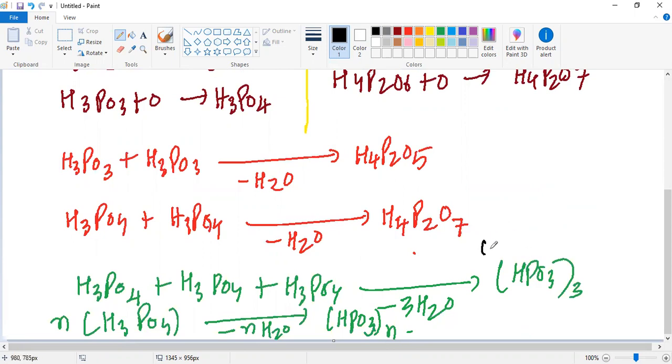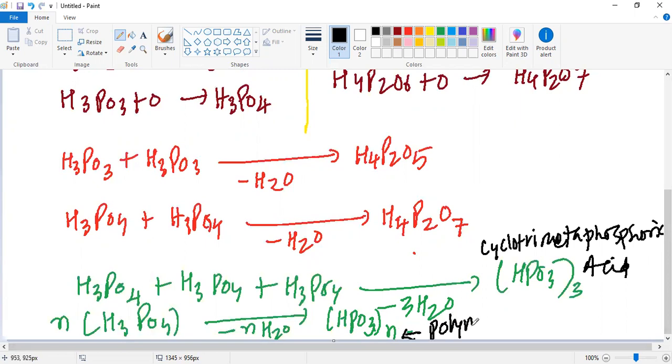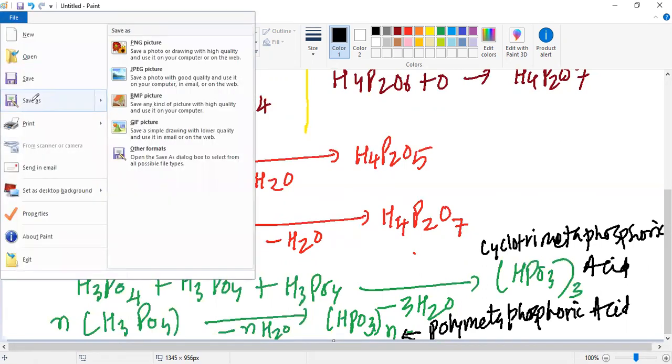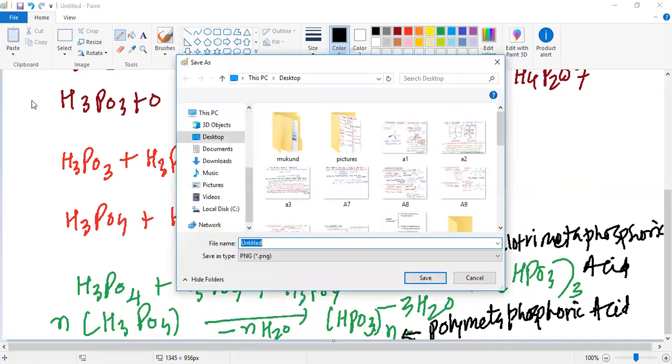So let me write the names for this at least. Cyclotrimetaphosphoric acid. This is cyclotrimetaphosphoric acid. And this is polymetaphosphoric acid. So this is how, my dear students, we truly understand how these oxoacids are interrelated with each other.